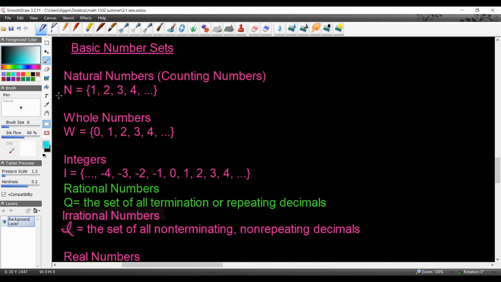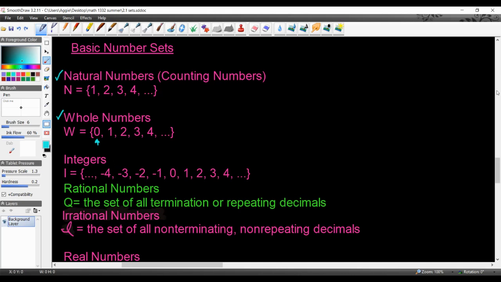We have what's called the natural numbers. So the natural numbers are pretty much your counting numbers: one, two, three, four, five, six, and so forth. It goes on forever. It's important to note that this one does not include zero. So you don't include zero for the natural numbers. Okay. The whole numbers are pretty much the same as the natural numbers, but we do include zero. So the difference between these two right here is that this one has zero and this one does not, okay? So just keep that in mind.